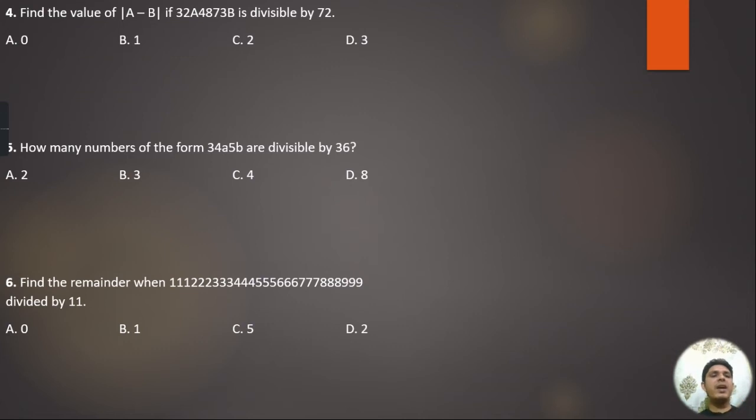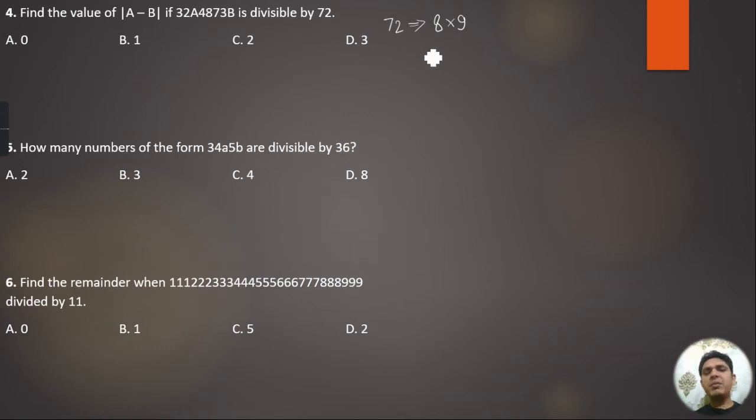The next question we have is, find the value of mod a minus b if 32a4873b is divisible by 72, right? So students, we have already discussed the divisibility rule of composite numbers. Likewise, we have the number 72. So we have to check the divisibility by 8 multiplied by 9, 8 and 9 both, right?